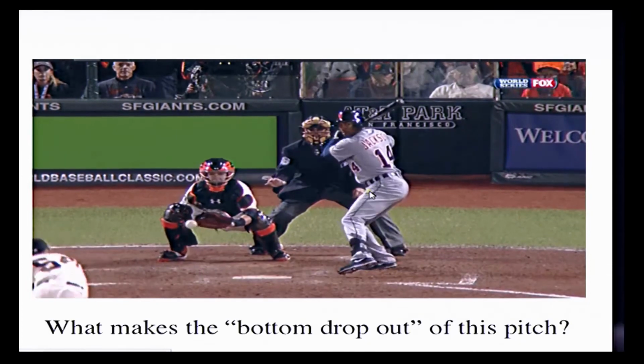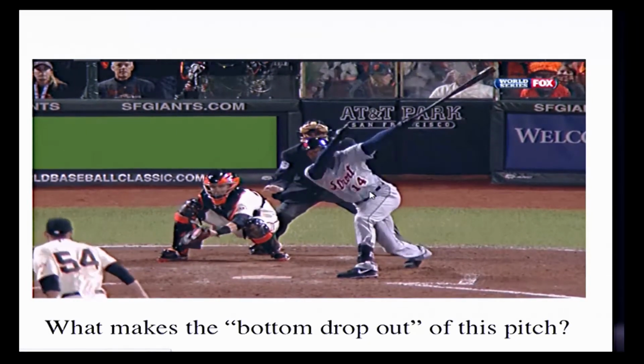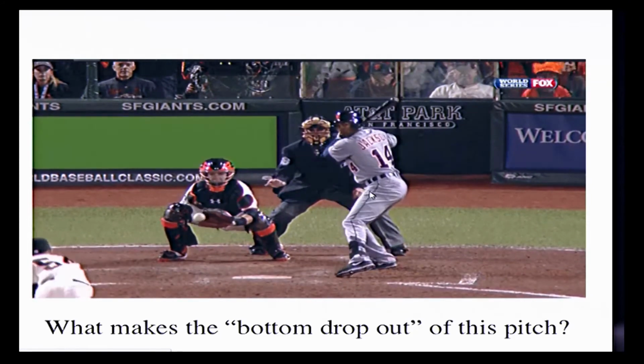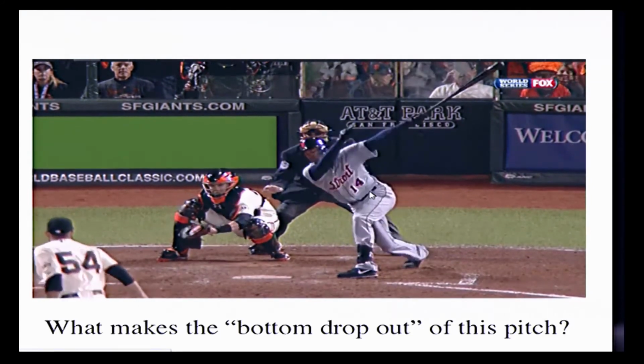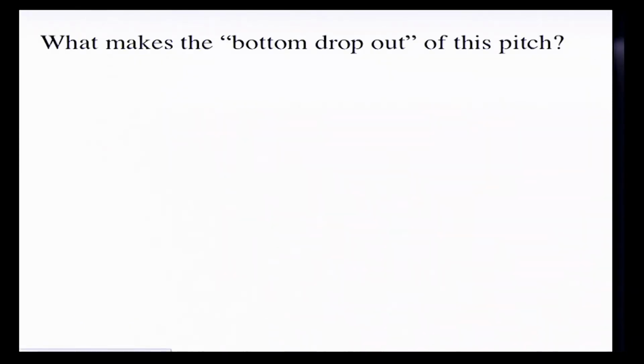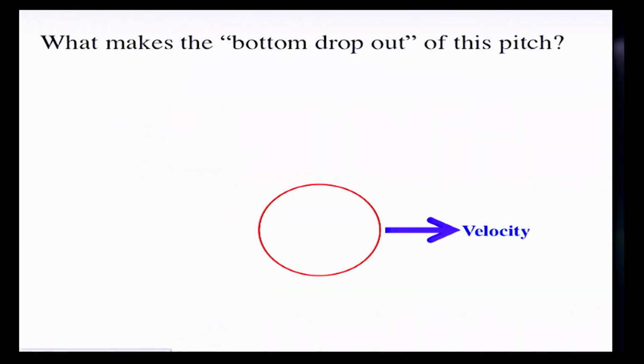So what's going on? Why is the bottom dropping out of this pitch, as the commentators would say, as they show this over and over again? What makes the bottom drop out of this pitch? Well, let's just understand a little bit about what's going on. First of all, the pitch leaves the pitcher's hand, in this case at about 80 miles an hour. So that was a slider, I guess.